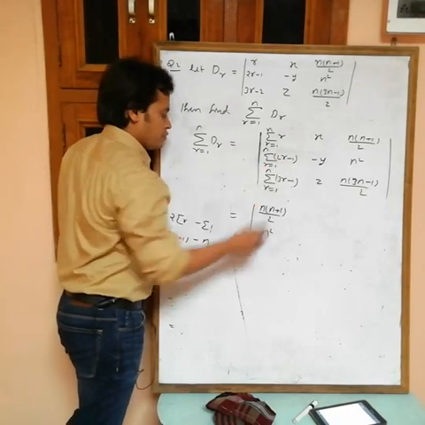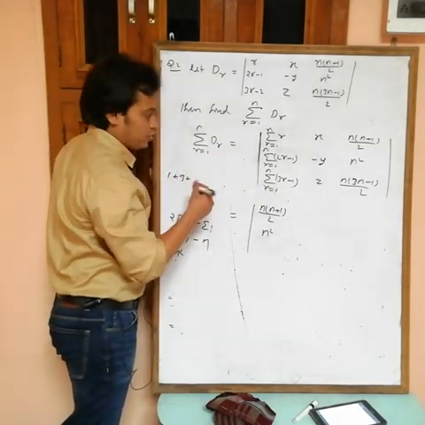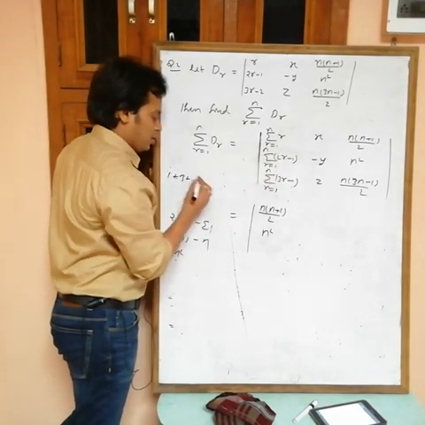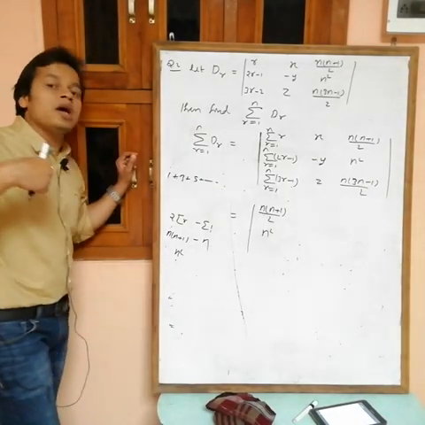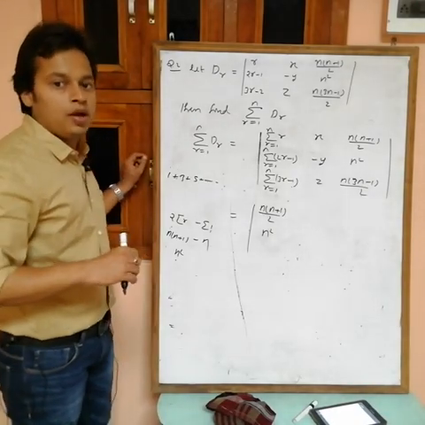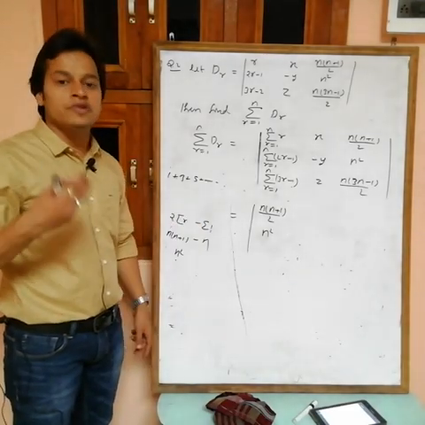Actually you will also get n square in this way. Put r equals 1, you get 1. Put r equals 2, you get 3. Put r equals 3, you get 5. So this is the sum of the first n odd natural numbers, and that sum is equal to n square, as written in sequence and series.